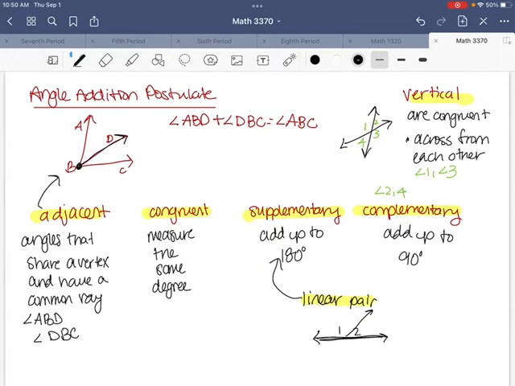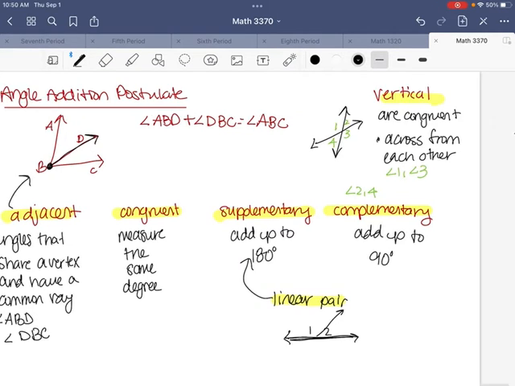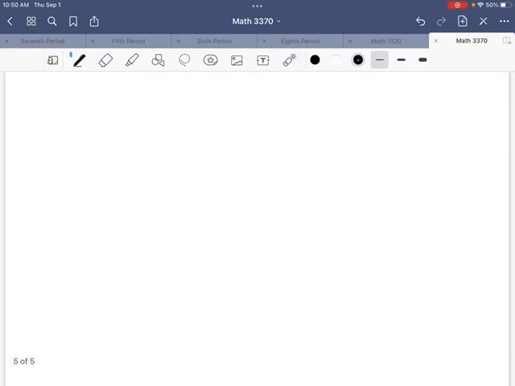Okay, let's talk about a bisector next. We're almost finished. I have a couple more things to talk about. Just a bisector. So you can have an angle bisector. You can have a bisector that bisects a line. But a bisector just splits whatever, whether it's an angle or a segment, into 2 equal pieces.